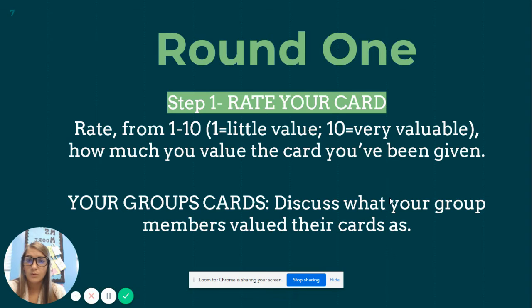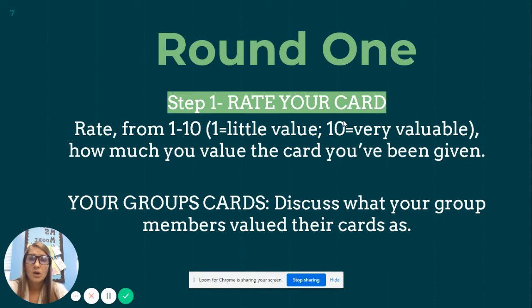The way that this works, the first round is you rate your card based on your satisfaction. So rate from 1 to 10. And 10 would be like, it's so valuable, everybody would want this card, everybody would want this product. 1 being like, it's not really that good, I grabbed a pencil, who cares? It's of little value. You're answering the question, how much do you value the card that you've been given? And this is different for everyone.